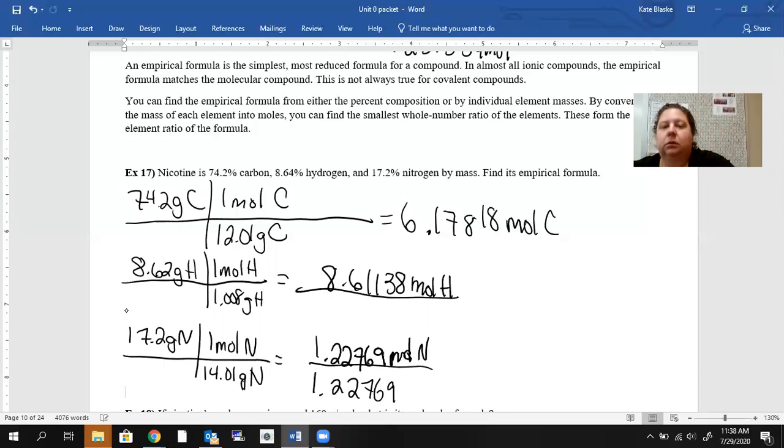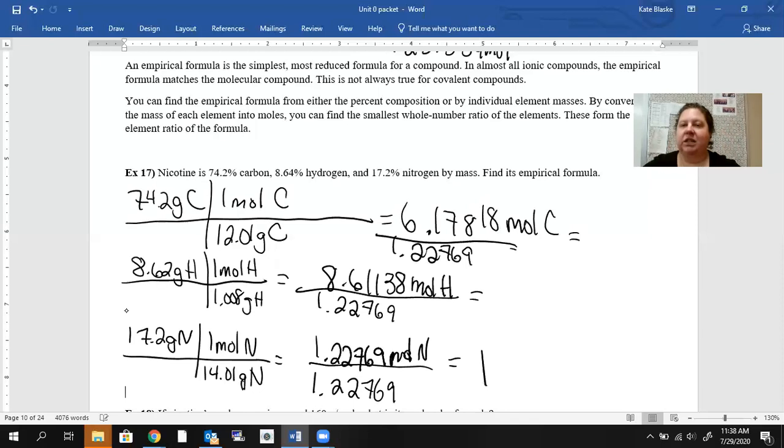1.22769, handwriting is never very neat on the computers. So that ratio is going to be 1. It means guaranteed in my formula, I'm going to have 1 nitrogen. So now if I take the 8.61138, I'm going backwards, divided by 1.22769 for the hydrogen. That gives me 7.01. That's pretty much 7.